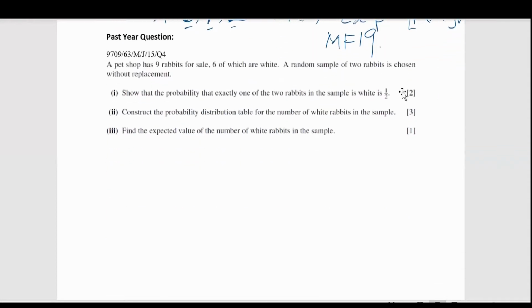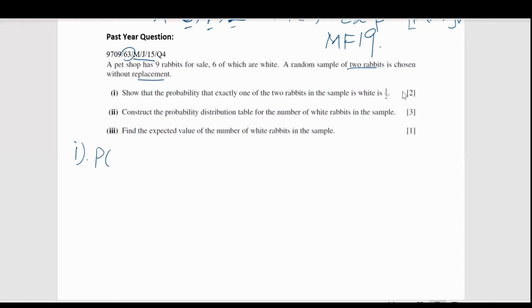Have a look at the question here, which is taken from May-June 2015, variant 6, question 3. A pet shop has 9 rabbits for sale, 6 of which are white. A random sample of 2 rabbits is chosen without replacement. Part 1: show that the probability that exactly one of the 2 rabbits in the sample is white is half. So what we do is find the probability.